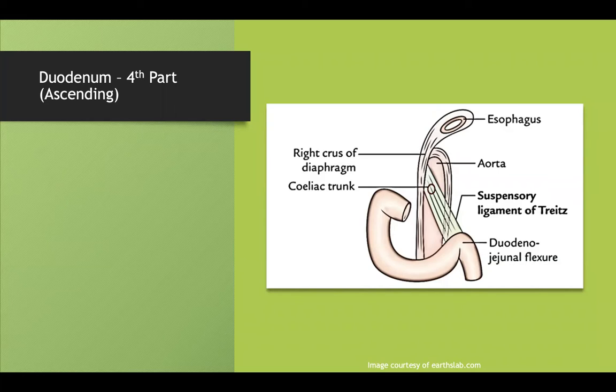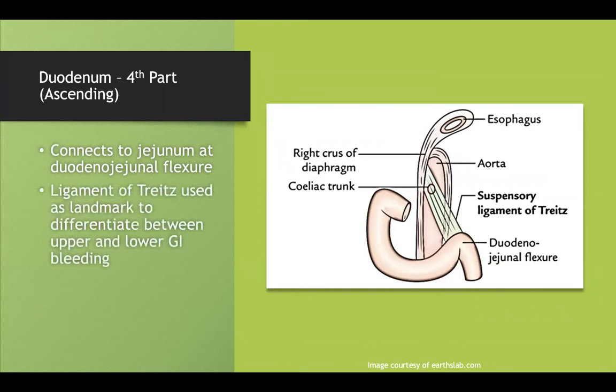The fourth part of the duodenum is the ascending portion, and this connects to the jejunum at what's known as the duodenal jejunal flexure. That's not as important, but what is important is to know that this ligament of Treitz that connects to the duodenal jejunal flexure is a common landmark used to differentiate between upper and lower GI bleeds. So if a bleed occurs proximal to the ligament of Treitz, it's considered an upper GI bleed, and distal to this would be considered a lower GI bleed.